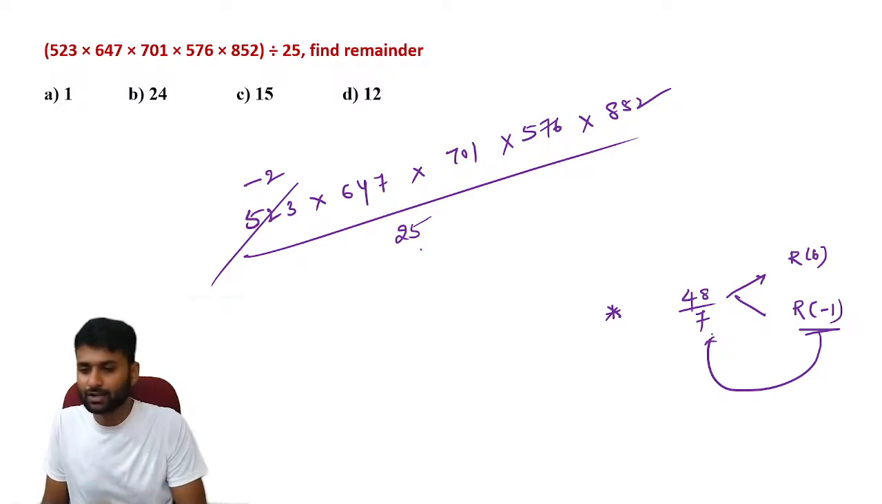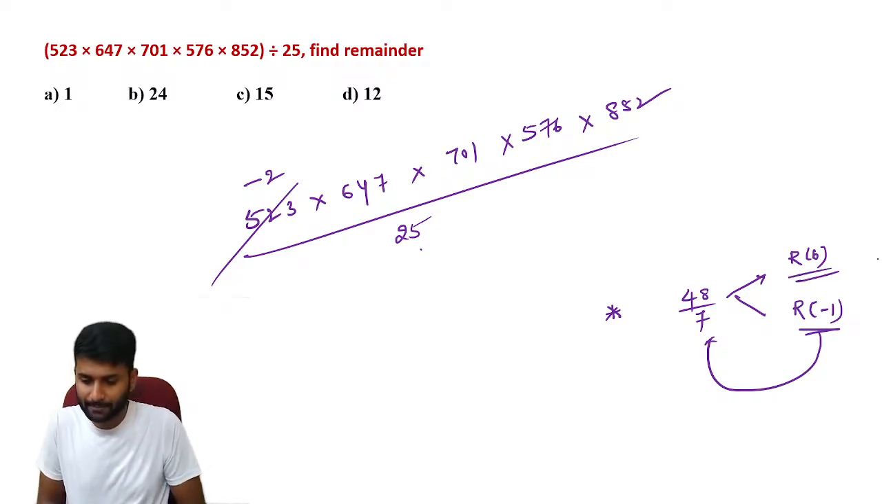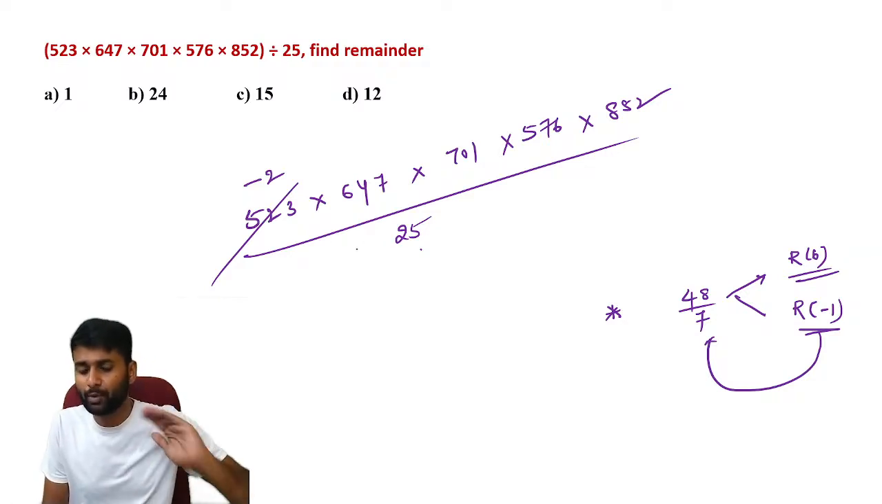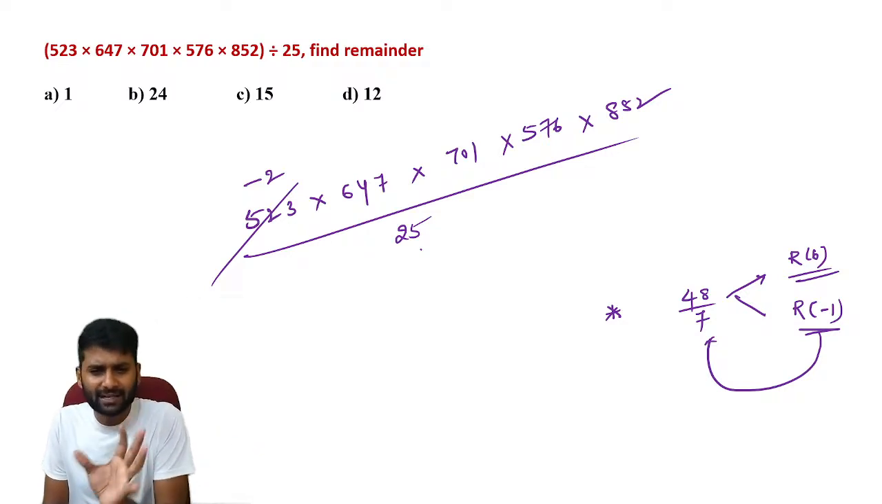If minus 1 is added to the 7, then it becomes a positive remainder. Remember this concept. In the same way, if 523 is divided by 25, the positive remainder is 23. But for better calculation, take the negative remainder. The negative remainder is minus 2.